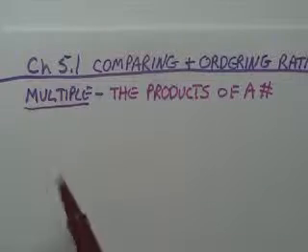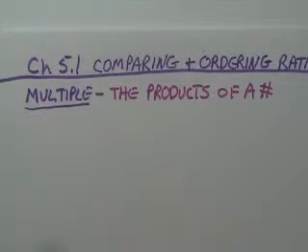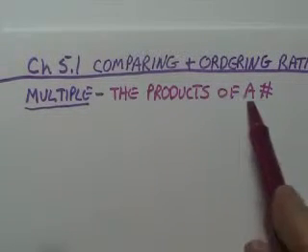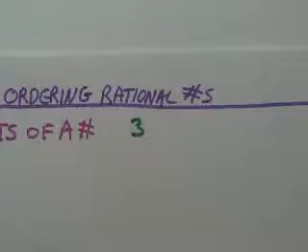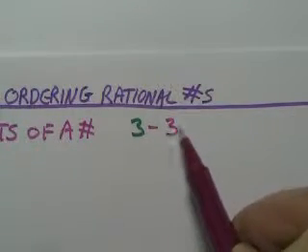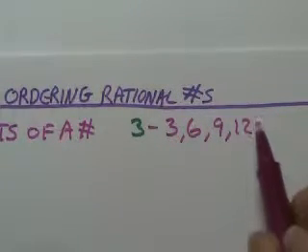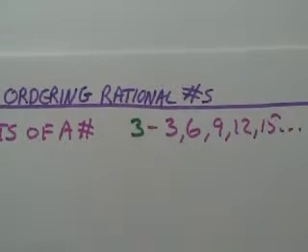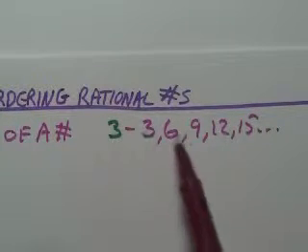We'll define two words. First word being multiple. That's the products of a number. So, for example, the number 3. The products of 3 are 3, 6, 9, 12, 15, etc. So it's just multiplying the number several times.